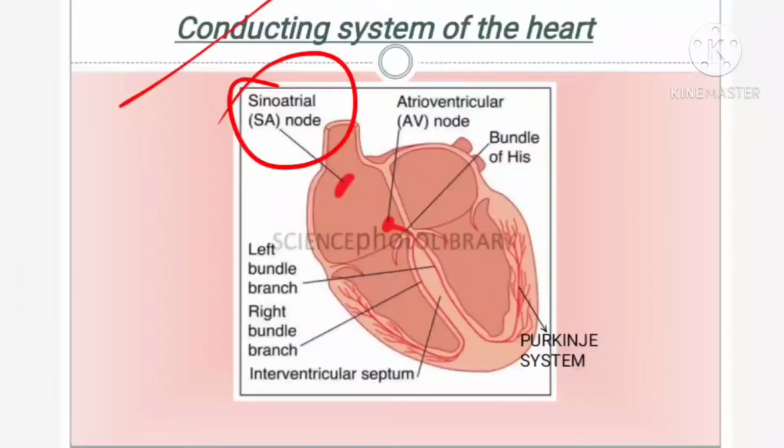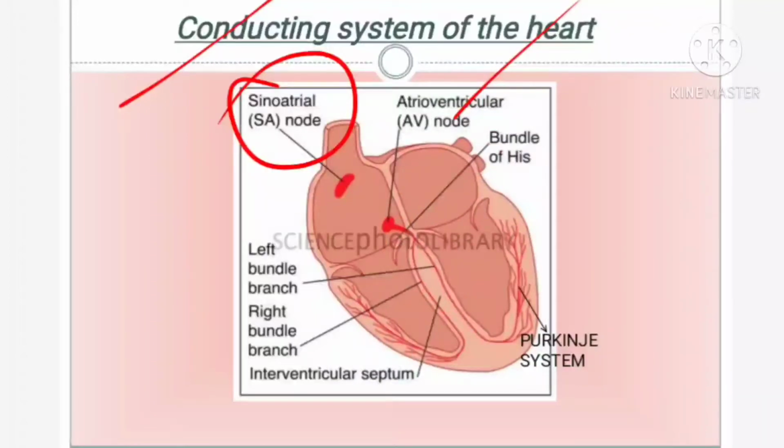Okay, and there is a place where there is a junction between the right atrium and the right ventricle. Here you can find the second set of nodal tissues, which is called the AV node. Thereafter you can find a structure over here, that is called the bundle of His. What do we call them? We call them bundle of His.